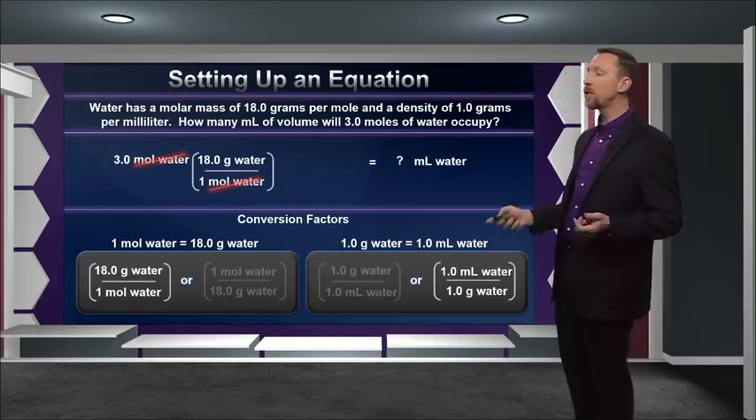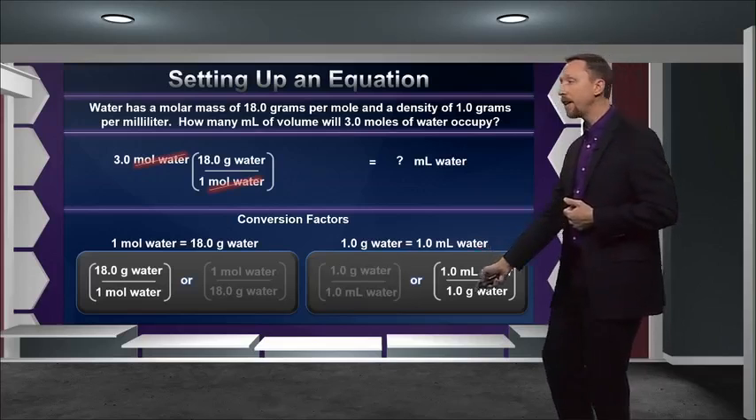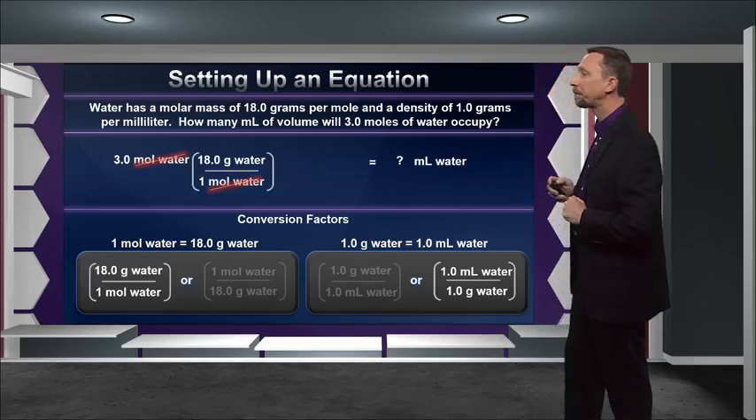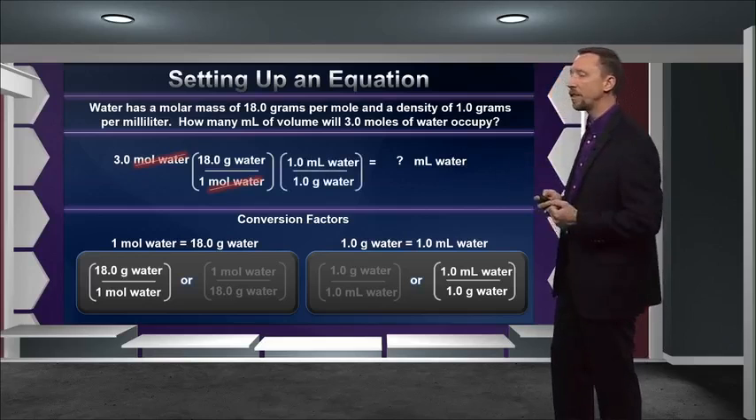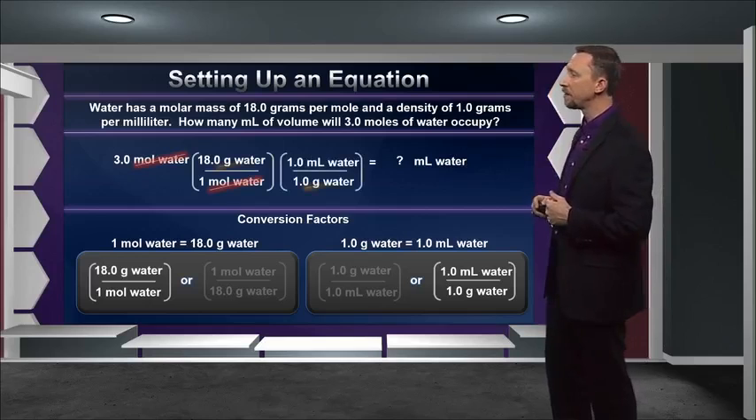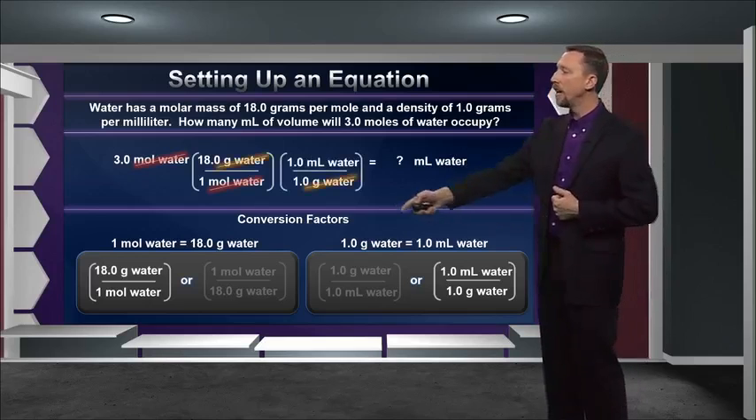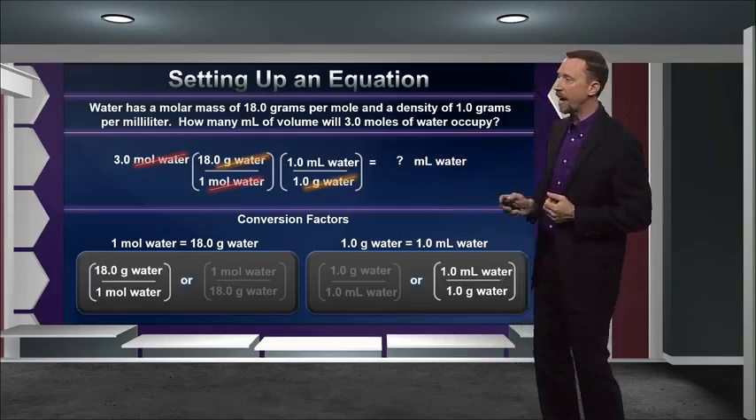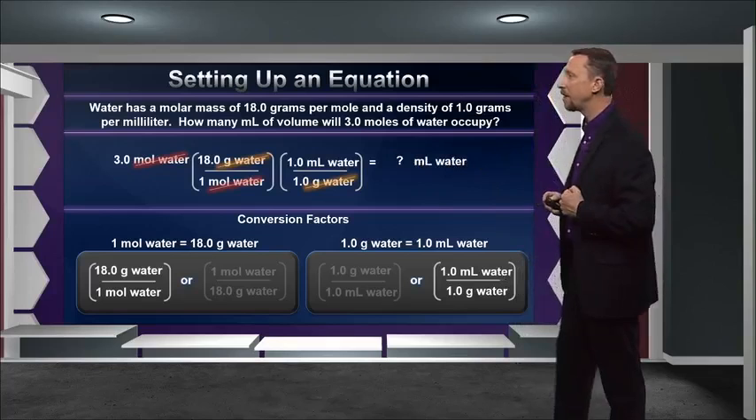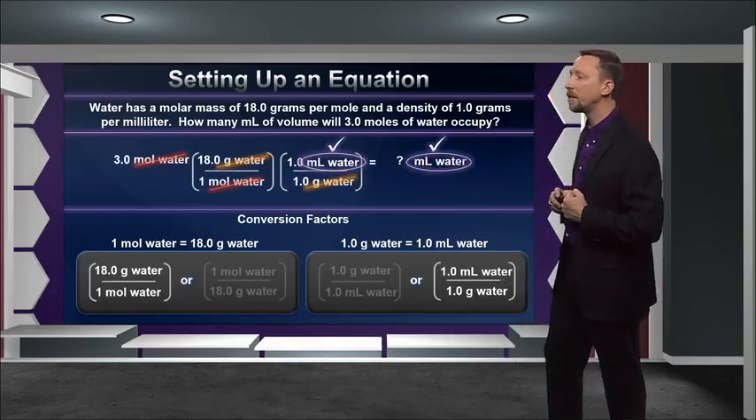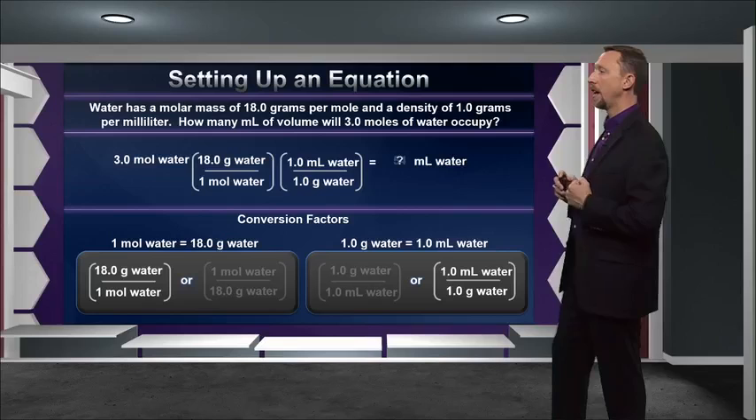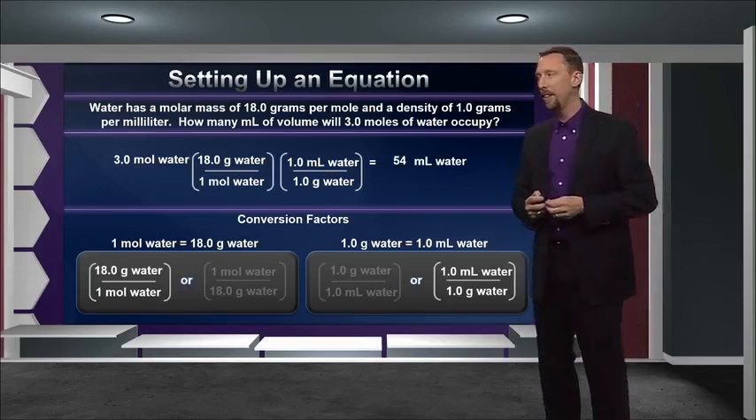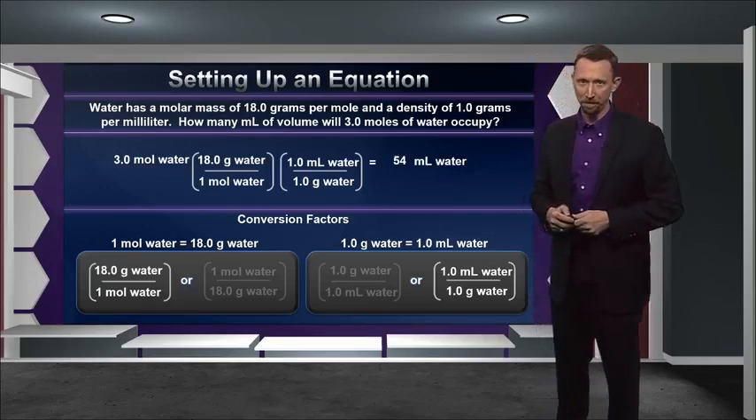Right, of course, we need to use the one where grams of water is in the denominator so that it will cancel with the grams of water in the numerator of my expression. So when I place that into my equation and conduct my unit analysis, I see that grams of water cancel. Now my equation on the left side will produce the desired units on the right-hand side. It's time to do the math. Grab a calculator and determine exactly how many milliliters of water are in that sample. And of course, we put that into our calculators. We get 54 milliliters of water. This is the volume that 3 moles will contain.